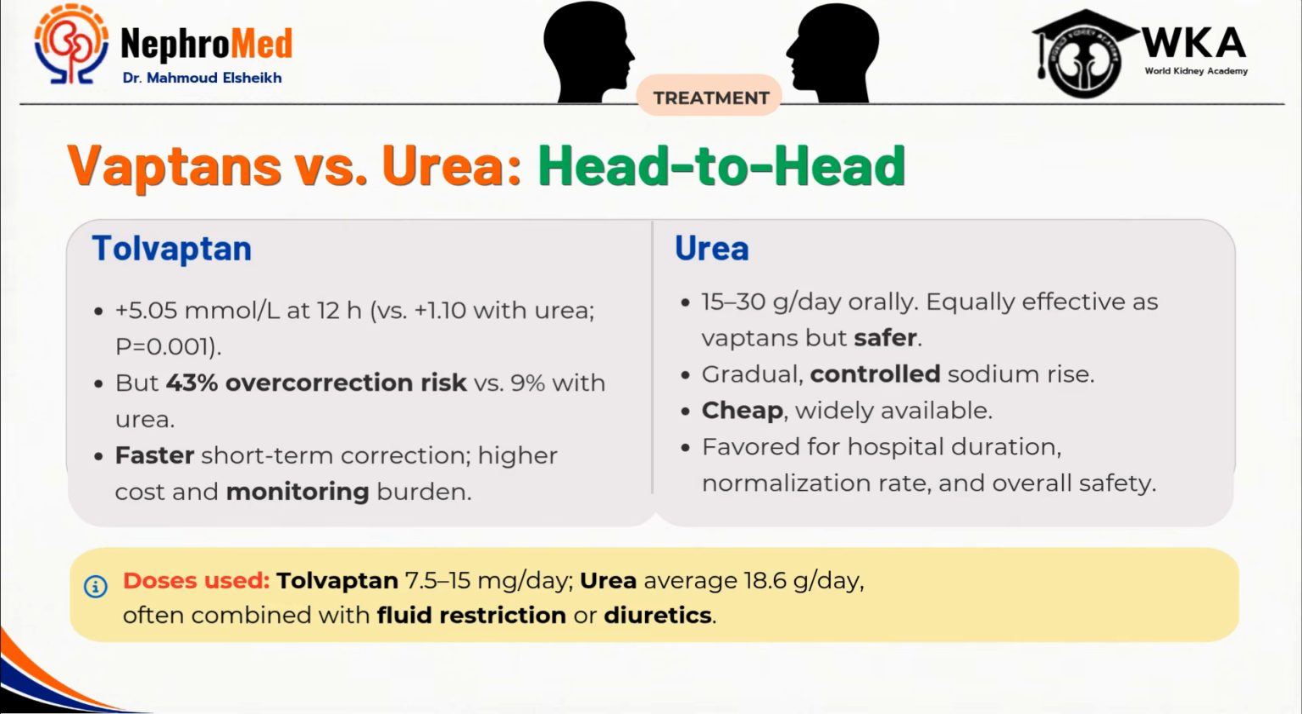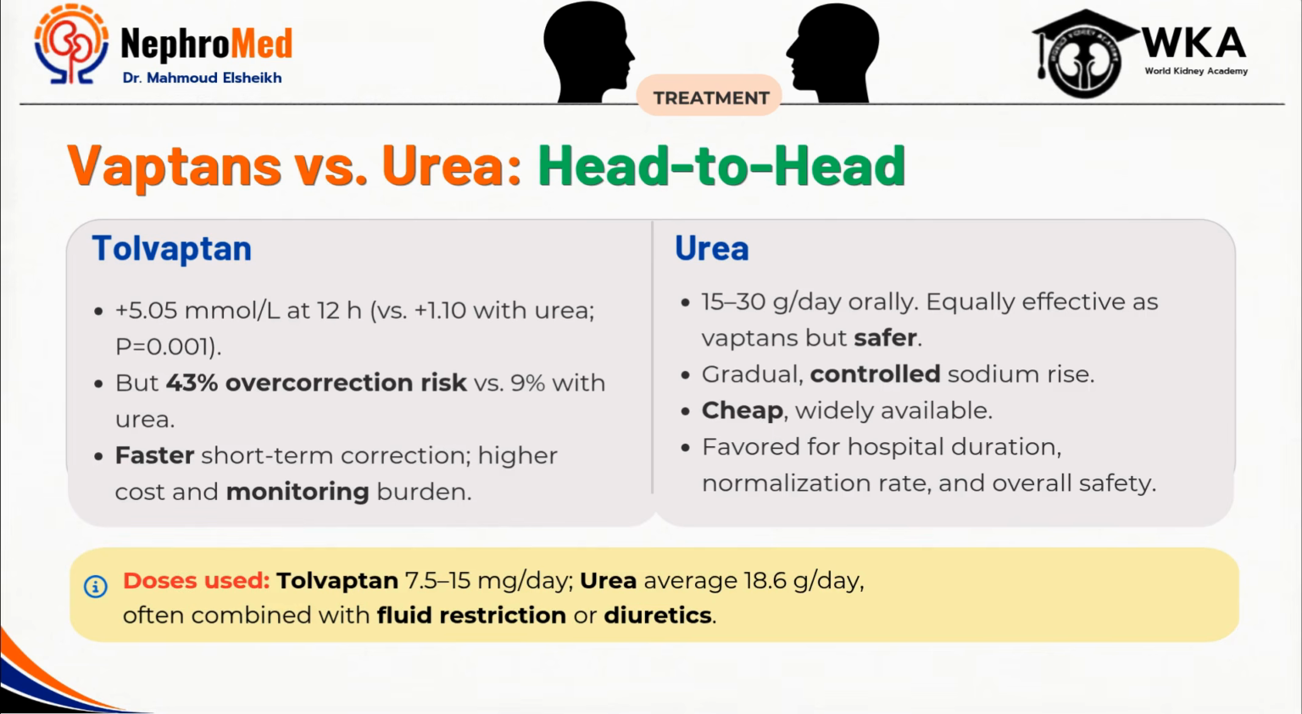However, this rapid effect comes with an important downside, a much higher risk of overcorrection. Some studies report overcorrection rates approaching 40% or more, compared with much lower rates using urea. And because of that, vaptans require very close monitoring, especially during the first 24 hours. They are also expensive and may not be available in many countries. Now looking at urea, urea works differently. It increases osmotic solute excretion, enhancing free water clearance in a more gradual and physiological way.